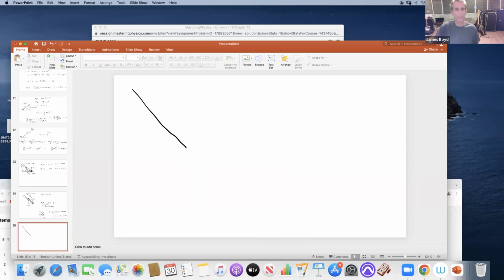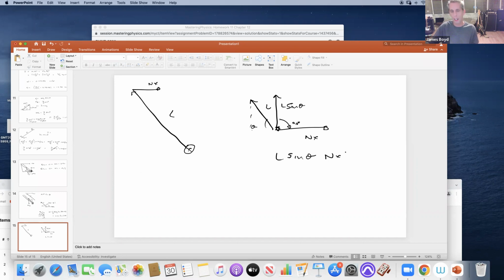On this one, we have nx and we have L. And this is our axis. Instead of L, which is at theta, I'm going to use this. This is L sine theta. And nx is this way. So I'm going to use the fact that these are 90 degrees off, and this torque is therefore L sine theta nx.